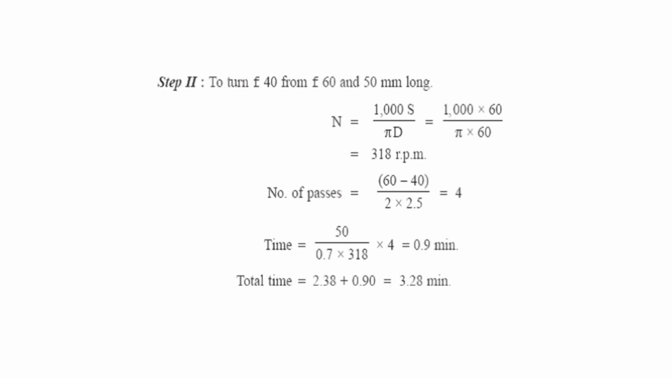Second step is turning from 60 to 40 and the length is 50 mm. N is equal to 1000 S by pi D. The value is 318 rpm and the number of passes is 4. Total time taken is equal to the sum of step 1 and step 2. The value will be 3.28 minutes. Thank you.